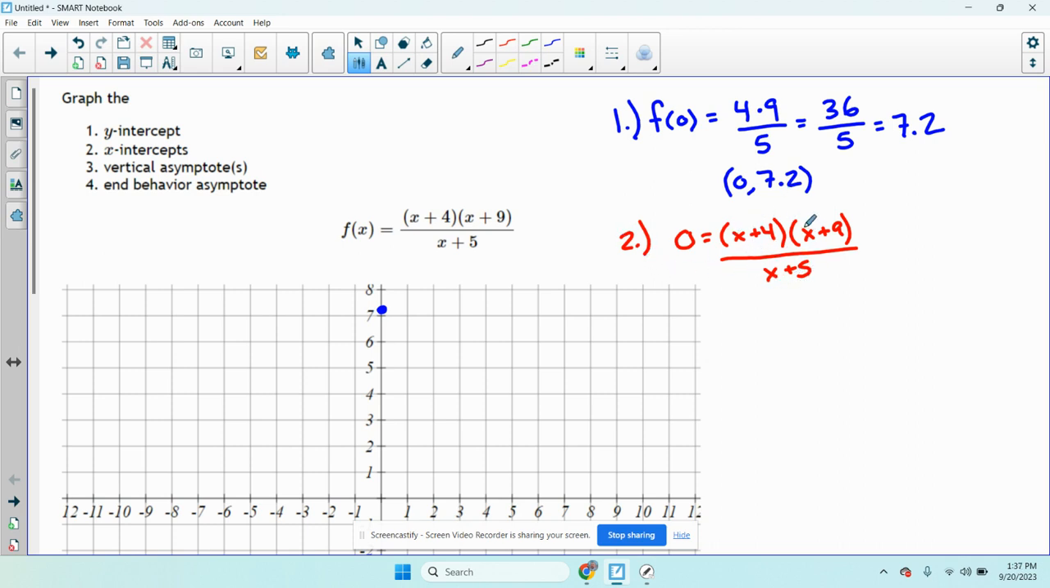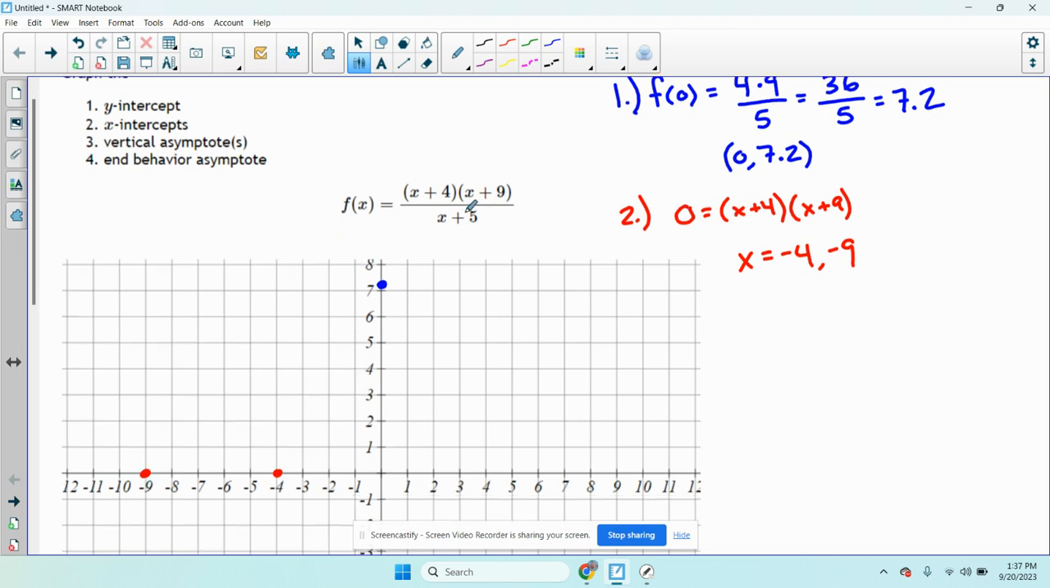But the values that make the numerator 0, if I just get rid of the bottom here, is going to be x equals negative 4 from this factor and negative 9 from this factor. So I'll plot that. Negative 4 and negative 9.